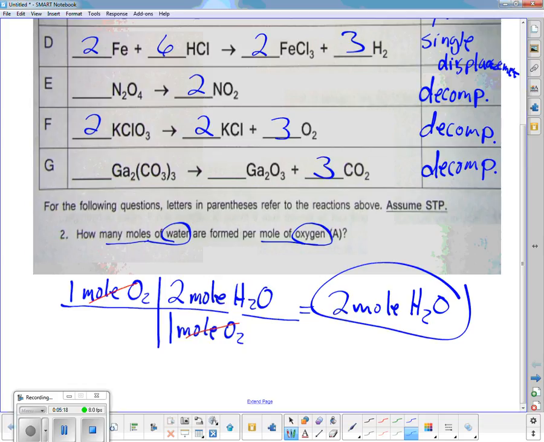Okay, I'm going to wander around and help you as you need. This is what we're doing today. This is it. So once you get it done, turn it in. Okay?